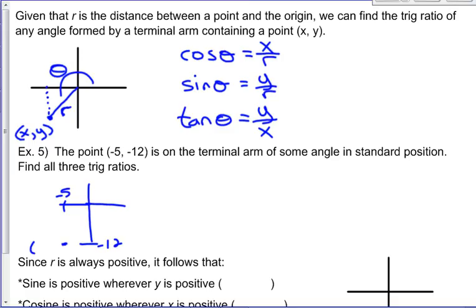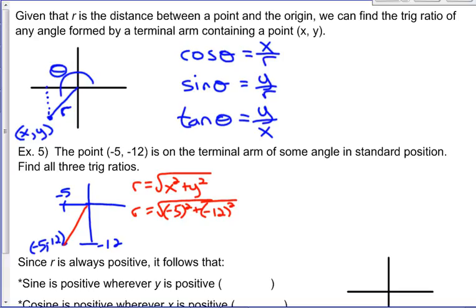Okay. Here it is down here. If I want to find all three trig ratios, I need to figure out what r is. So r is the square root of x squared plus y squared. That'll be negative 5 squared plus negative 12 squared. Notice that r is always going to be positive because we're squaring some values in there. It's the square root of 25 plus 144, which is the square root of 169, or 13.